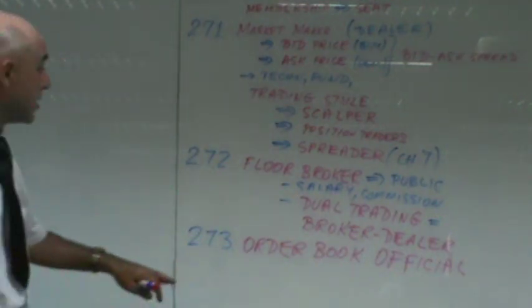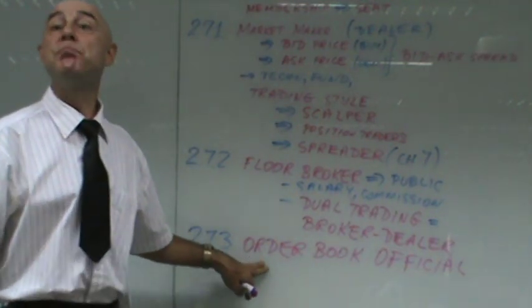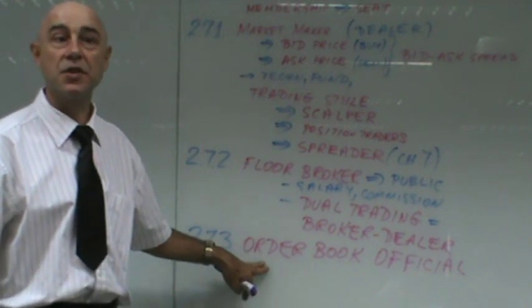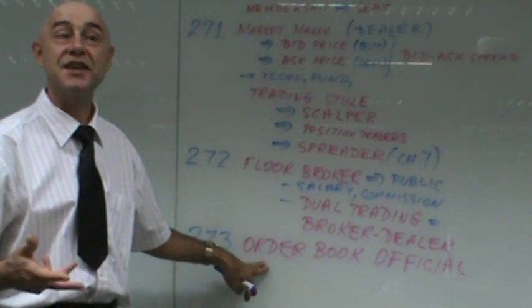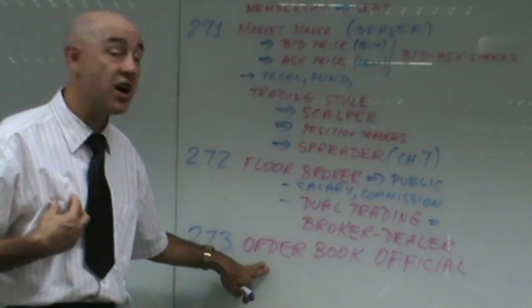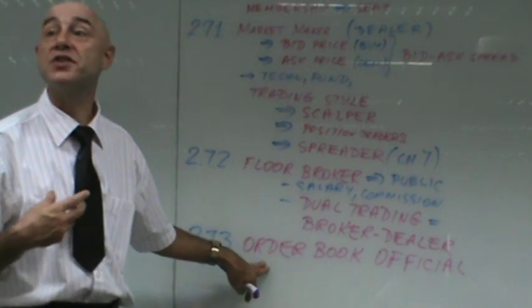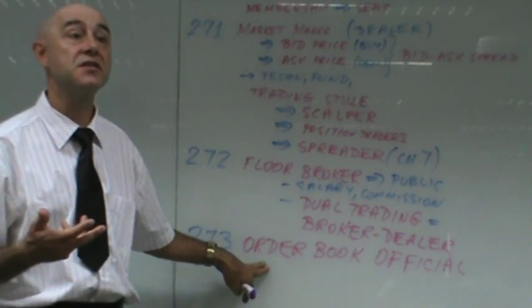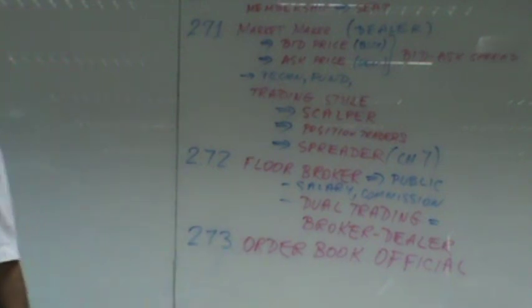And here, again, the same rule. Public limit orders are always executed before those of market makers and market dealers, okay?